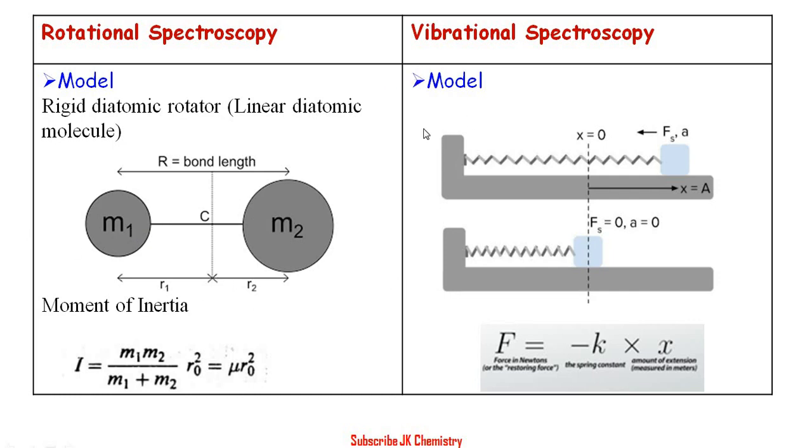For vibrational spectroscopy, the model is a vibrating spring. One end of the spring is fixed, the other end is mobile, so we can stretch or compress. According to Hooke's law, the restoring force F is equal to minus kx, where k is the spring constant or force constant, and x is the distance moved. This can be analogous to our molecule. Suppose I have an HCl molecule and I fix Cl here, and I can stretch or compress hydrogen accordingly. So this kind of model we can compare with our linear molecule. Okay, this is the model.